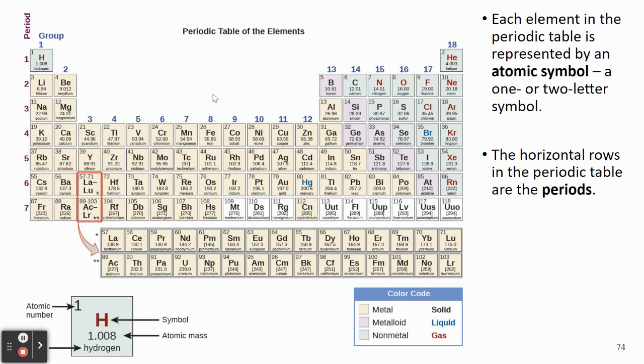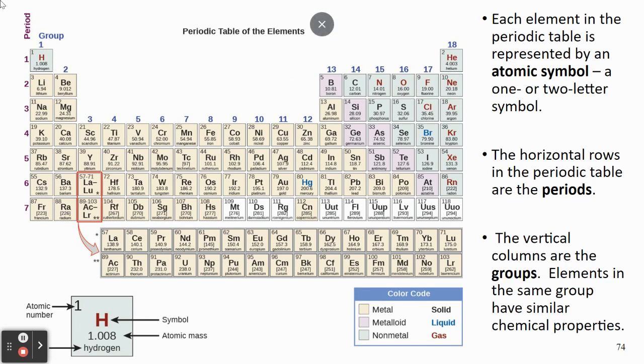Going across the periodic table horizontally are what we call periods. And going down the periodic table in each column is called a group. And elements that are in the same group have very similar chemical properties.